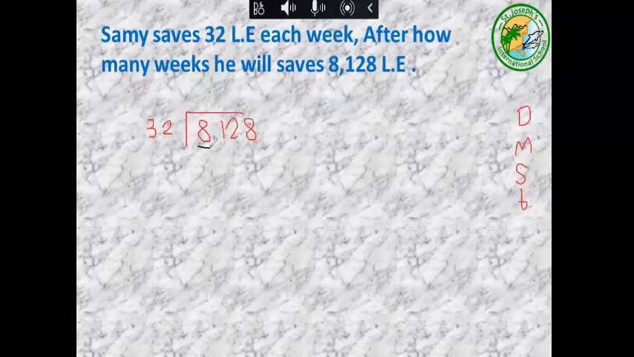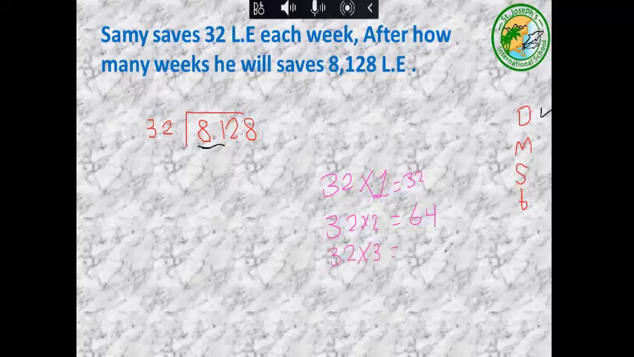8 divided by 32, it doesn't work because 8 is smaller than 32. So I will take 81. 81 divided by 32, and this is the first step. Okay. 32 times 1 equals 32. 32 times 2: 2 times 2 equals 4, and 2 times 3 equals 6. 32 times 3: 3 times 2 equals 6, and 3 times 3 equals 9. So 81 is between 64 and 96. We will choose the smaller one.